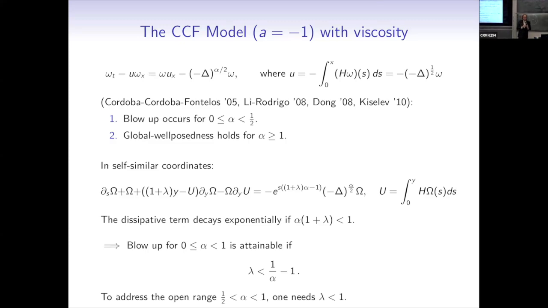And I'm going to also discuss here and introduce the role of viscosity that I mentioned before that you could put into the model. So if A is equal to negative one, this is the CCF model, and you can take what you wrote before, and on top of that, add some viscous term, which is a fractional Laplacian of a certain strength denoted by alpha. So if you don't do anything and alpha is zero, then as I mentioned before, there is blow up.